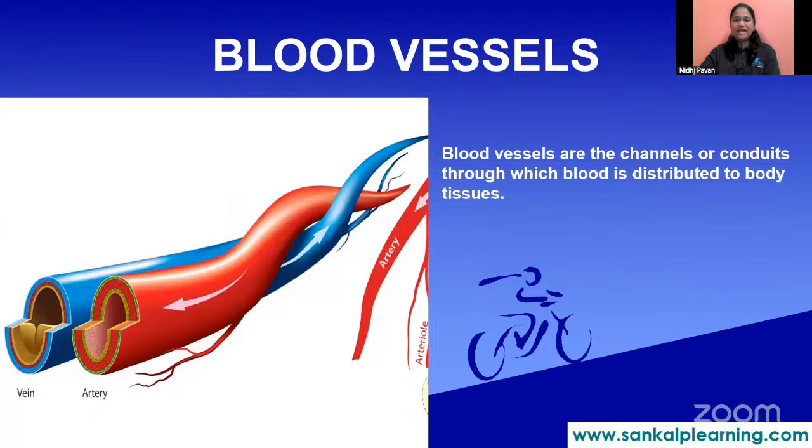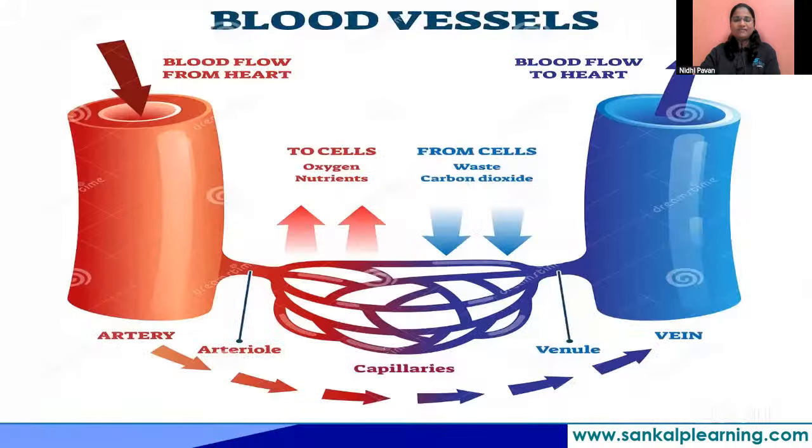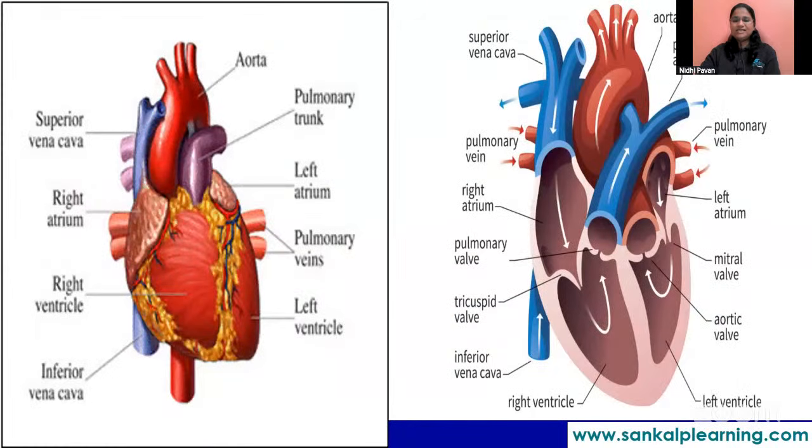Blood vessels we have veins and arteries. Veins will carry the blood to the heart. Artery will carry the blood from the heart. Artery will usually carry oxygen rich blood. Vein will usually carry carbon dioxide rich blood. Then we have capillaries. Then the most important diagram is the vertical section of the heart.